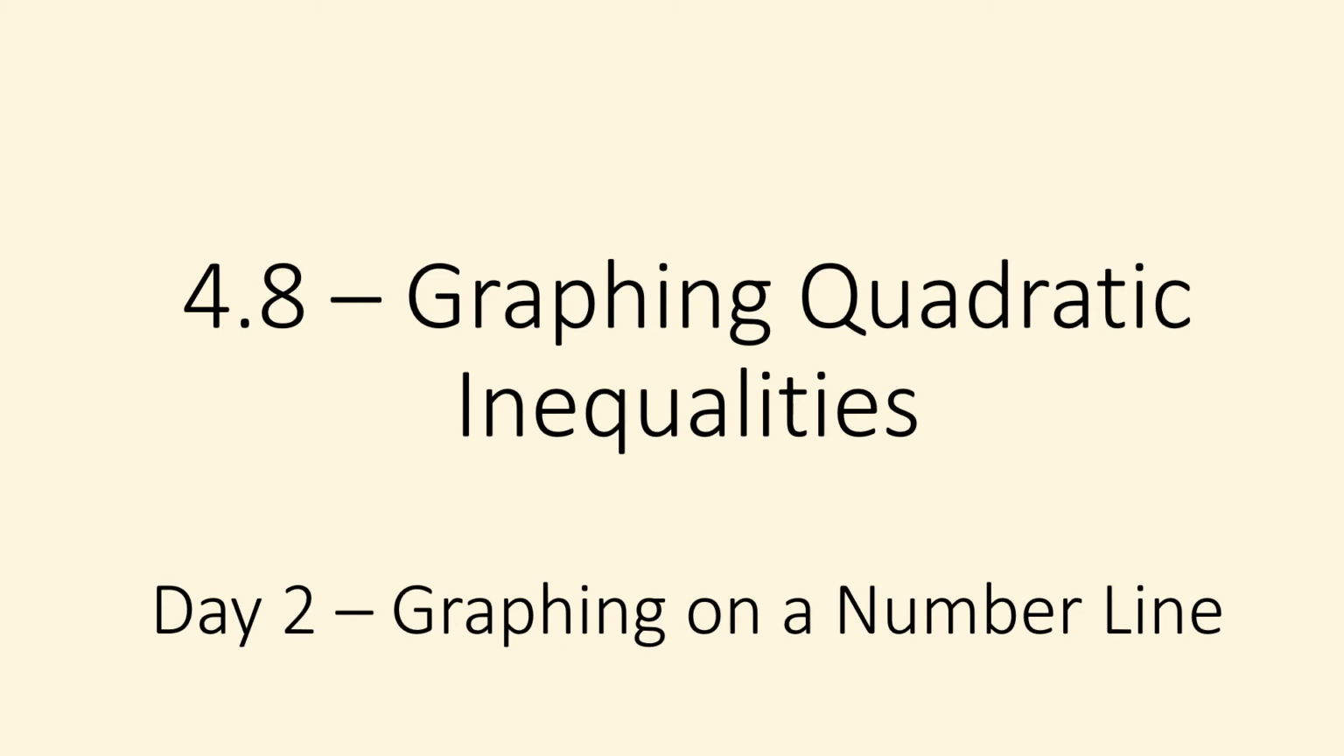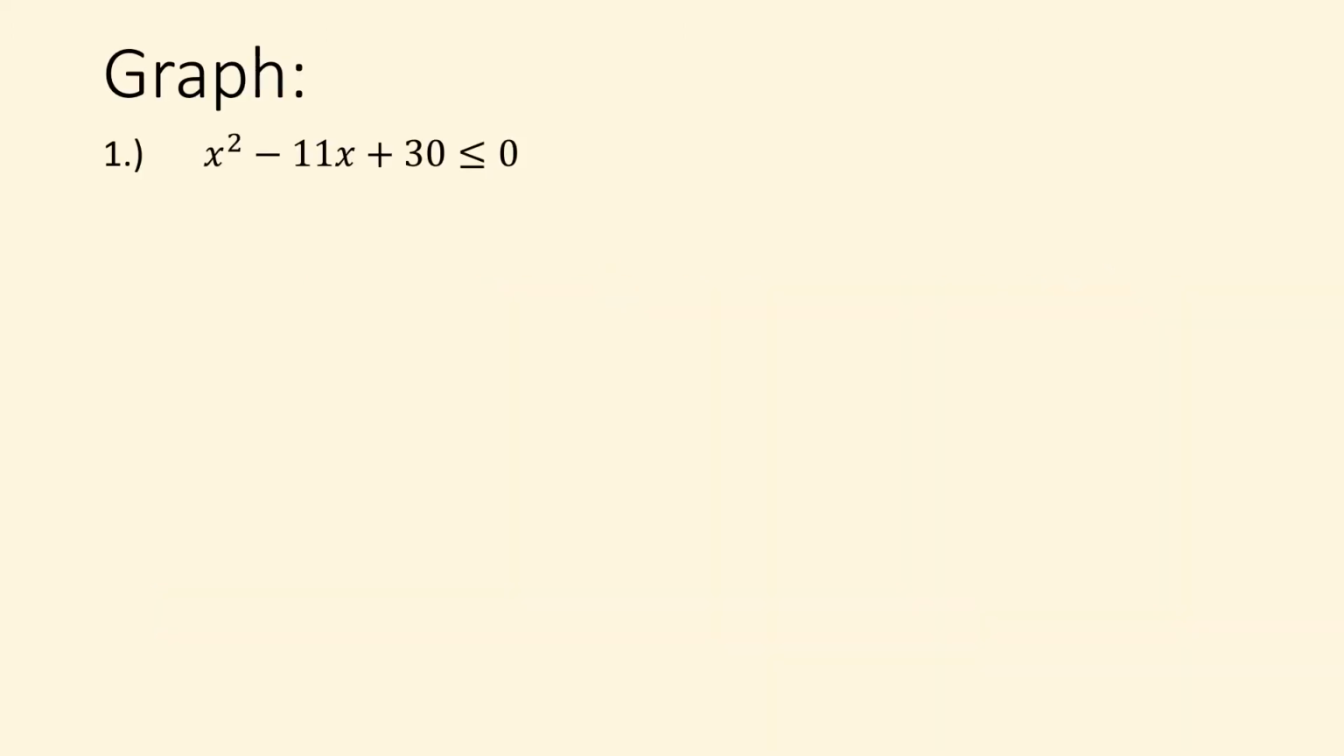4.8 Day 2, Graphing Quadratic Inequalities on a Number Line. This is the last video notes for Chapter 4. So we have x squared minus 11x plus 30 is less than or equal to 0.